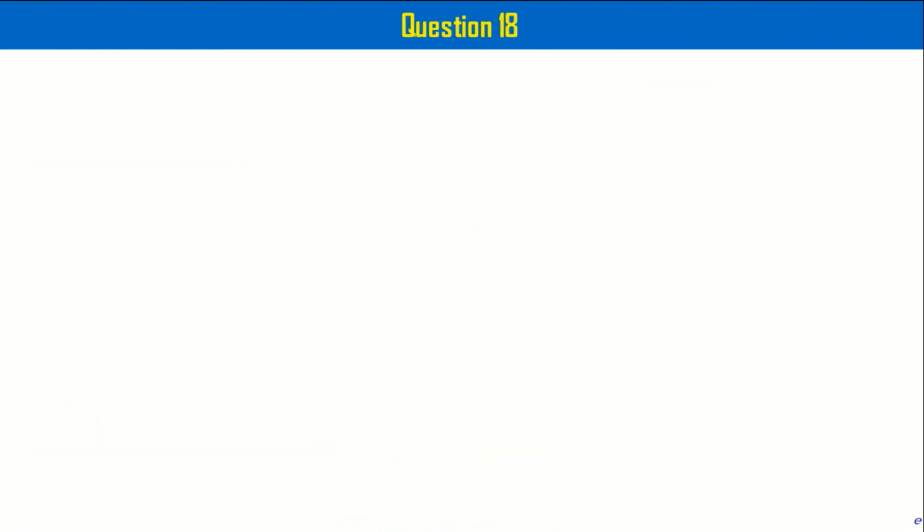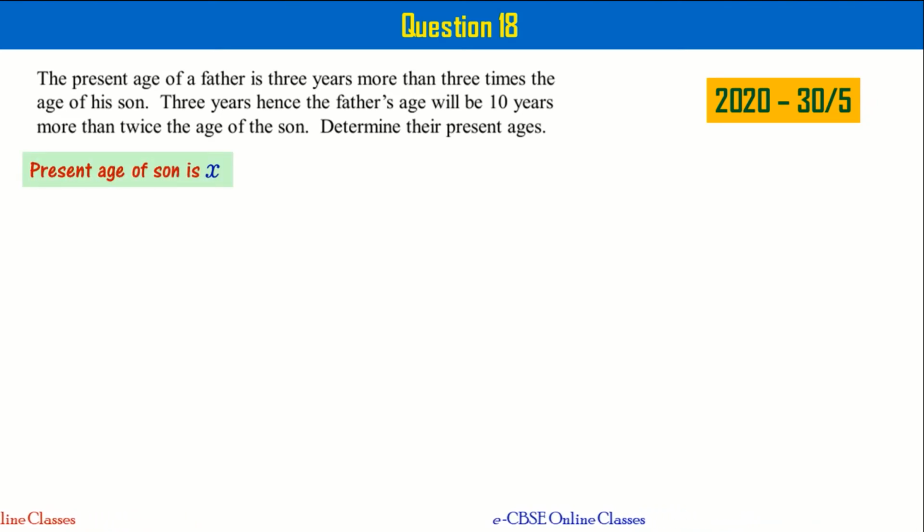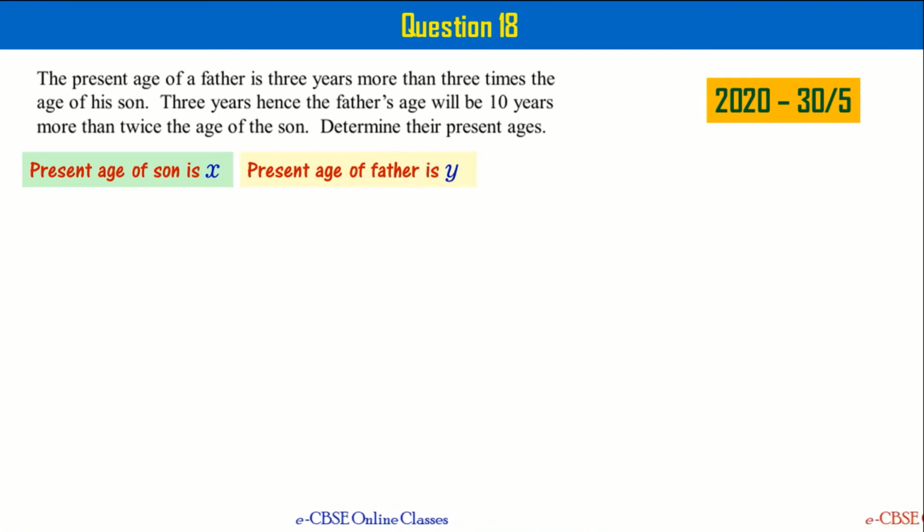Let's go to the next question, that is, the present age of a father is 3 years more than 3 times the age of his son. 3 years hence, means in the future, the father's age will be 10 years more than twice the age of his son. Determine their present ages is the question. I'm assuming that the present age of son is x and the present age of father is y.